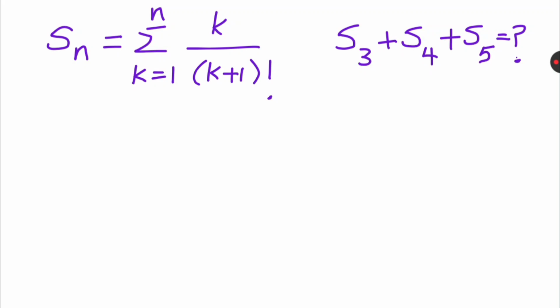Today's question is Sn equal to summation k equal to 1 to n of k over (k plus 1) factorial. Then we need to find the sum of S3, S4, S5. We need to find this. Let's see how to solve it.